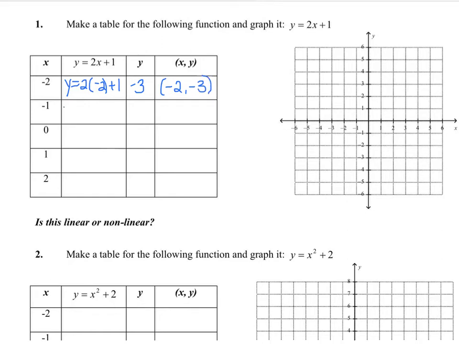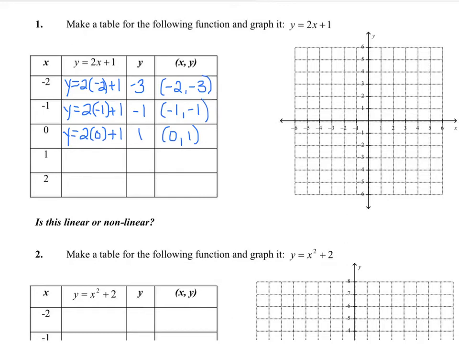All right, next we have y equals 2 times negative 1 plus 1. 2 times negative 1 is negative 2, plus 1 is negative 1. So your coordinate is negative 1, negative 1. Our next coordinate is 0. So you have y equals 2 times 0 plus 1. 2 times 0 is 0. 0 plus 1 is 1. So 0, 1 is your coordinate.